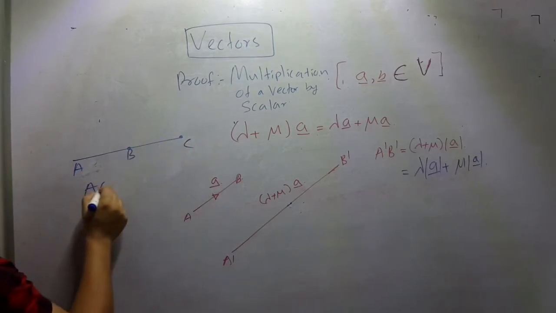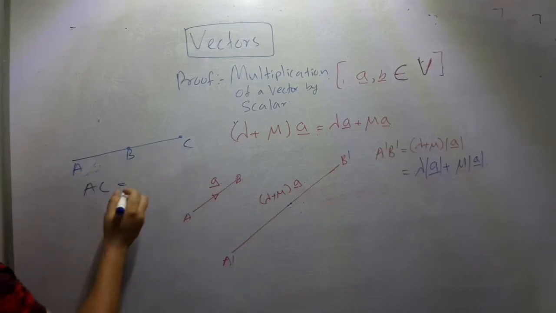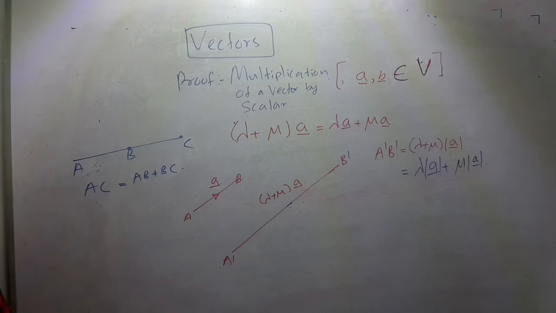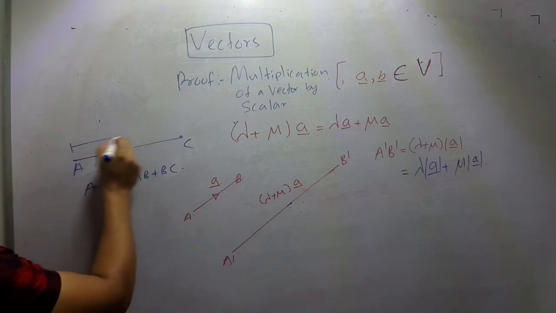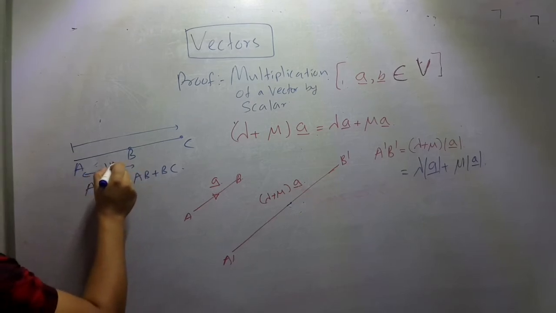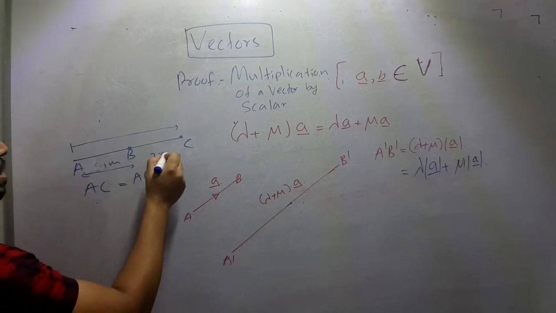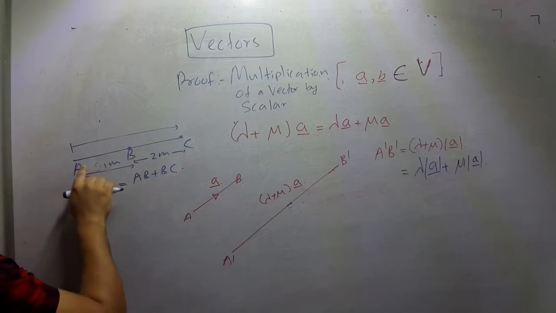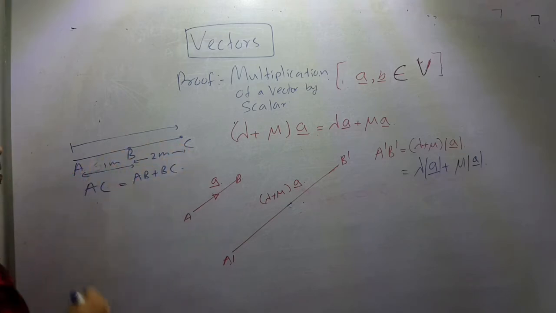Right? The full length a to c is equal to ab plus bc. Suppose this distance is 1 meter and suppose this is 2 meters in length. So the length of the AC line is 1 plus 2 meters.